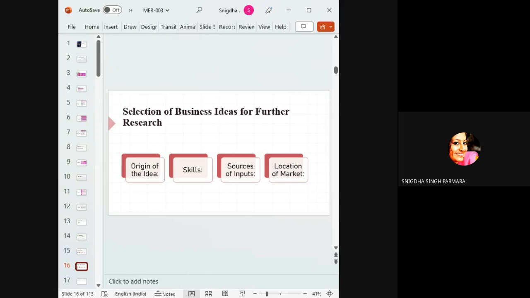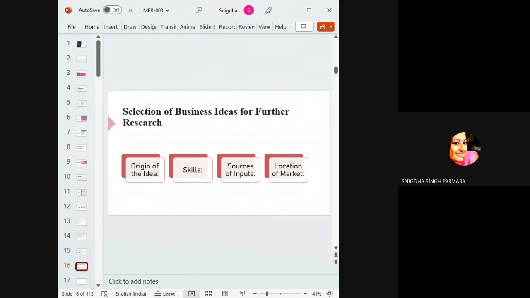There can be origin of an idea, and that idea might be generated from the women themselves, or through the assistance of the trainer. Skills: what skills are possessed by the women, where are they likely to have a better prospect, what skills could be acquired by them in the long term, which might involve their willingness and motivation.